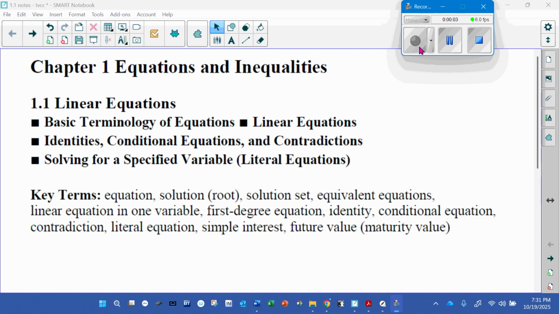Hi, we're going to do our notes in sections. So this first set of notes will only be for section 1.1. This is going to cover linear equations.